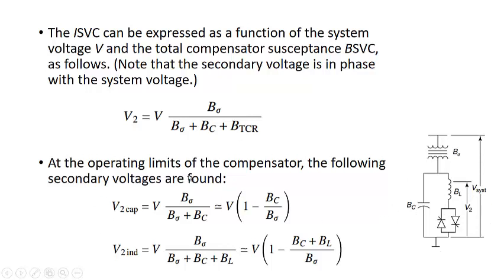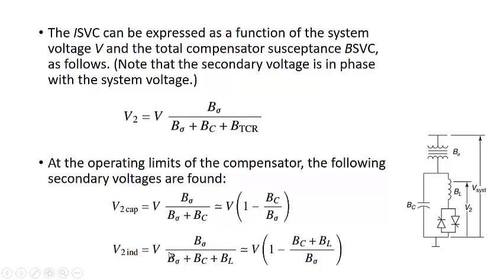So at the operating limits of the compensator, when alpha is equal to 90 degrees with respect to the peak and 180 degrees with respect to 0, in that case B_TCR will be equal to 0. This will be equal to B_sigma divided by B_sigma plus B_C. Then when we divide this by B_sigma, it will be equal to 1 divided by 1 plus B_C by B_sigma. And when you take it to the numerator, it will be equal to (1 plus B_C by B_sigma) whole raised to the power minus 1.